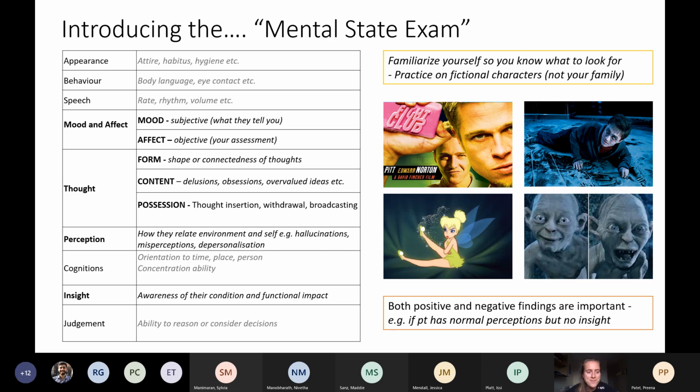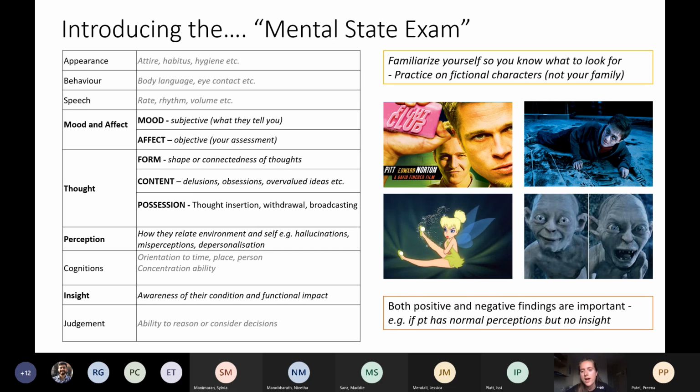So what about behavior? How would you describe Gollum's body language? I hope everyone knows who this character is. It's a character from Lord of the Rings who has an alter ego called Smeagol. So you could talk about body language, eye contact, those kinds of things.